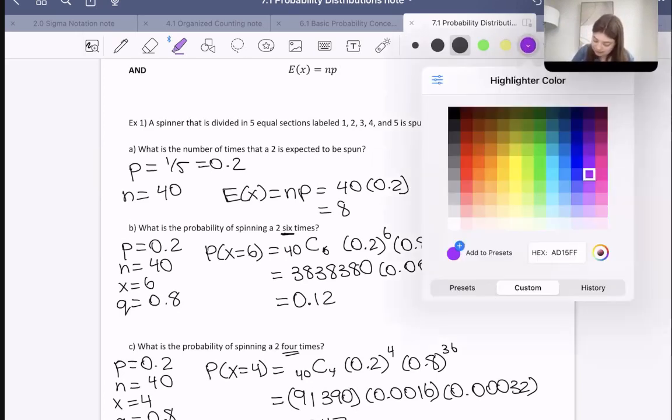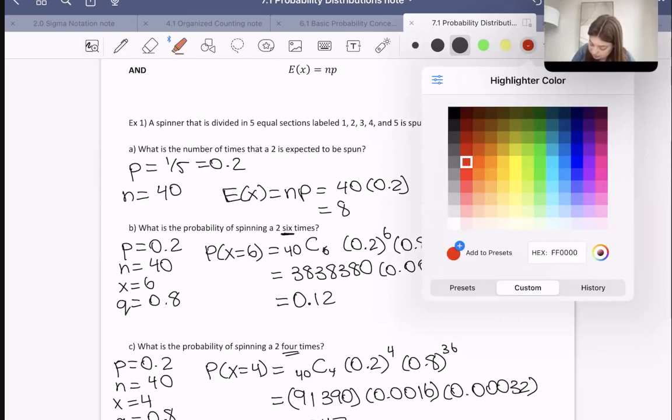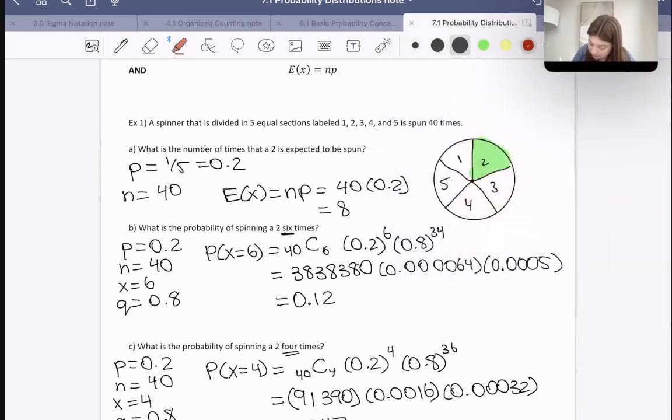I'm going to label this in green, the 2, because that is our success. And everything else is a failure, right? There's no distinction in our experiment specifically that we're doing now. There's no distinction between 1, 5, 4, and 3, because as far as we are concerned, they are all failures. So we don't care which number it is unless it's 2. Everything else fails us.